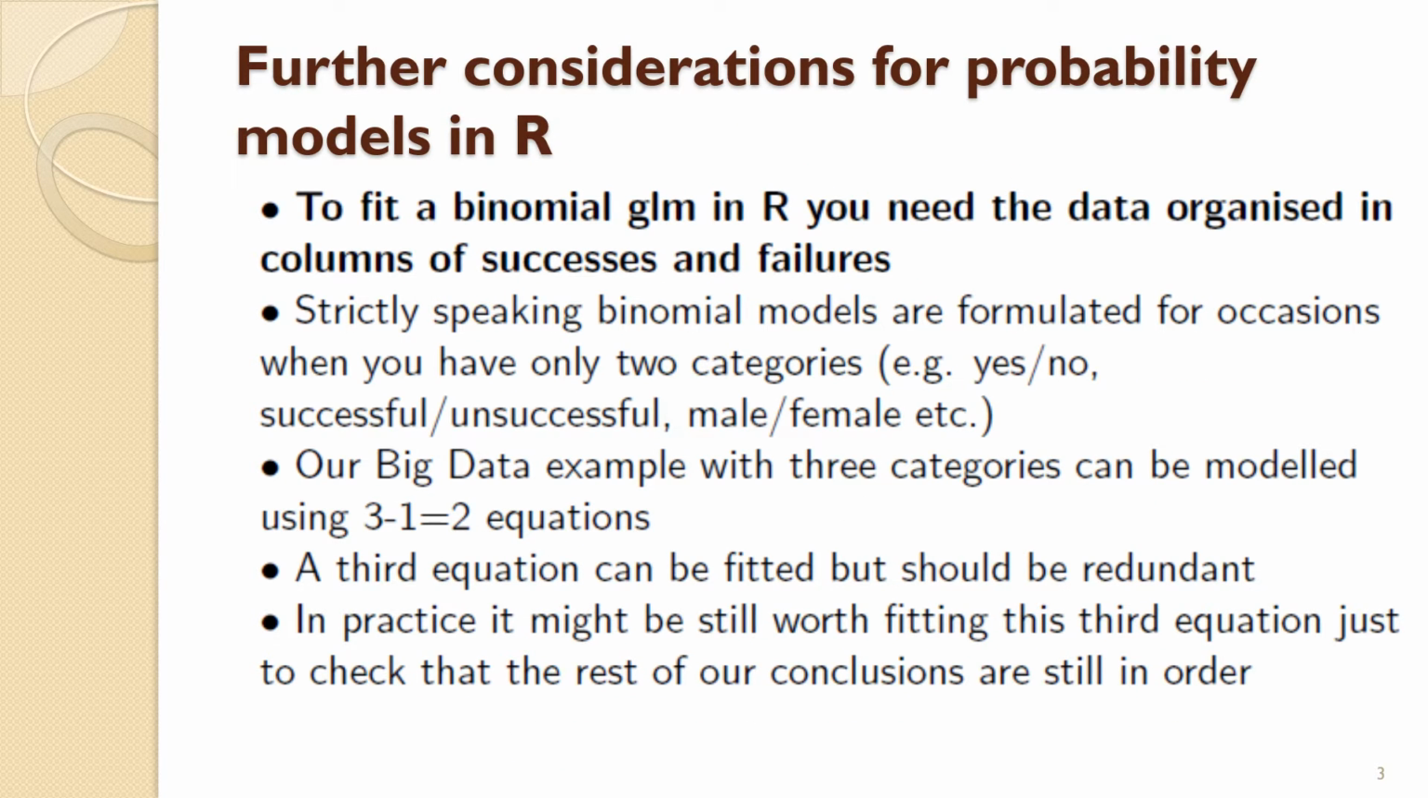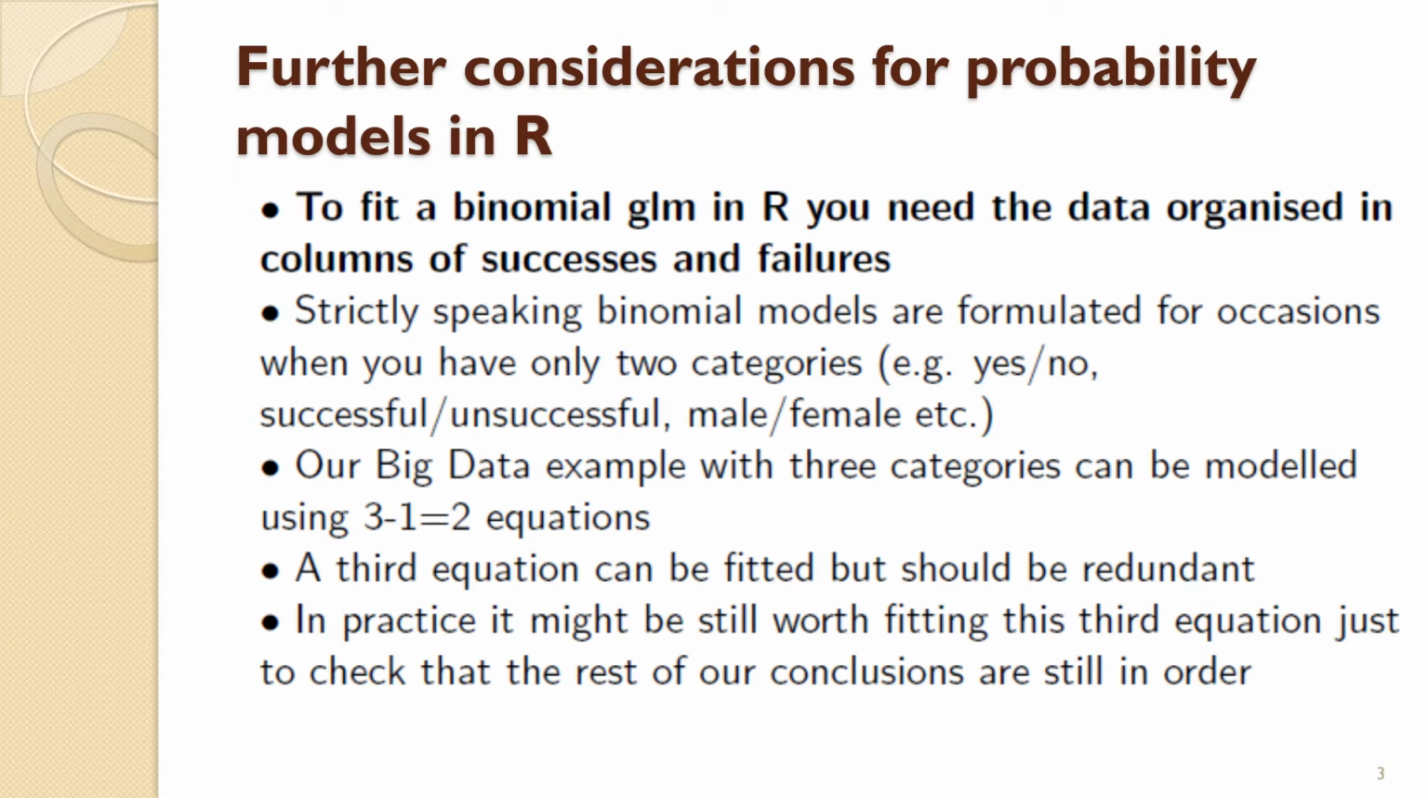Some further considerations that are important here. To fit a binomial generalized linear model in R, these probability regression models, you need the data organized in columns of successes and failures. And this can look a little bit weird when you first see it, but it should become more natural with increased practice. And then I ought to say here that strictly speaking, binomial models are formulated for occasions where you only have two categories. So typically things like yes, no, successful, unsuccessful, male, female, etc.